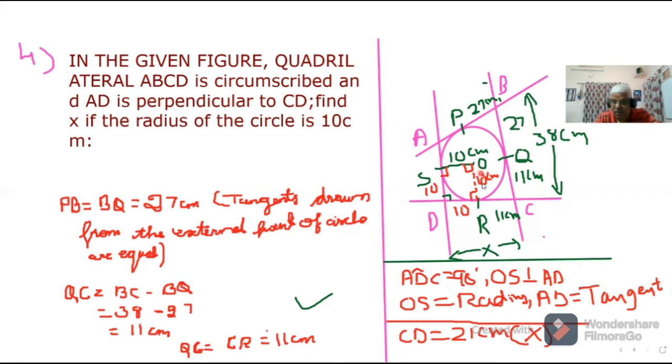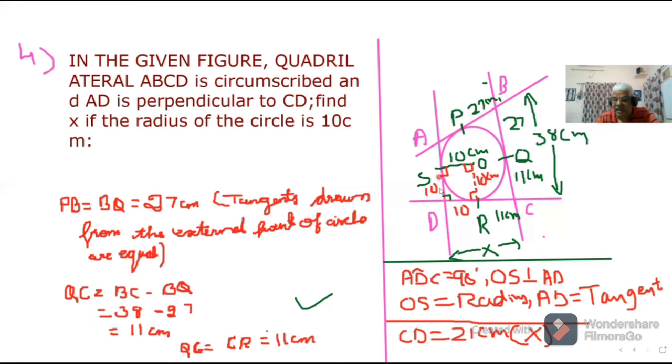In the same way, OR is also radius, remember children. OR is the radius, therefore OS and OR are the radius of the same circle. Their measurement will be what? 10 centimeters. And now OR is the radius, CD is the tangent. Therefore, the relation between the tangent and the radius is perpendicular, that is 90 degrees. Hence, all the four angles are 90 degrees here. Hence, it is a square. Therefore, SD measurement we got 10 centimeters.